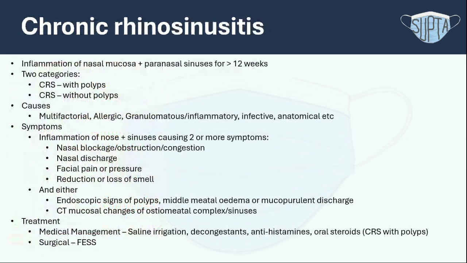And then chronic rhinosinusitis, so this tends to be inflammation of the nasal mucosa and paranasal sinuses for greater than 12 weeks. So you can have it with or without polyps and it has a huge multifactorial array of causes. And then symptoms, mostly inflammation of the nose and sinuses, which cause nasal blockage, nasal discharge, facial pain. And the main management is medical, so saline irrigation, decongestants, but ultimately you have the surgical option of FESS.